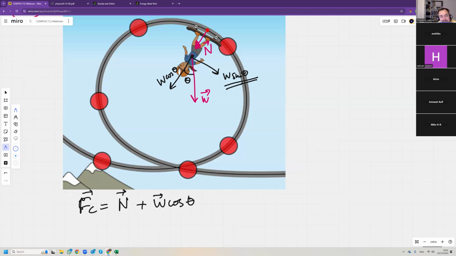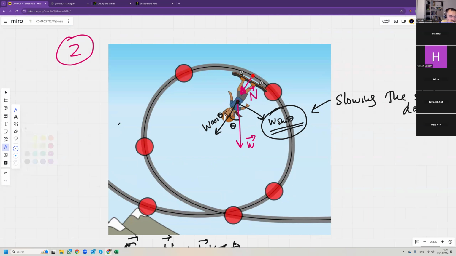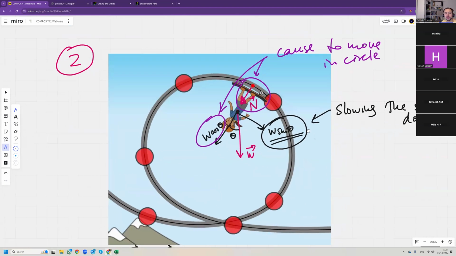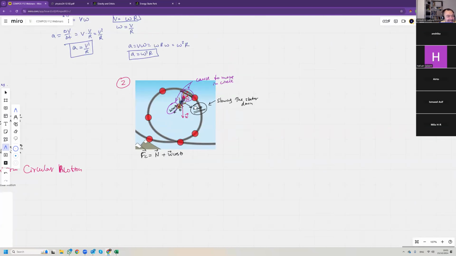Now, this force slows the person down, which makes perfect sense. They're not moving at constant speed. They're slowing down because they're going uphill. This component is slowing the skater down. And these two forces cause the skater to move in circles. There are no other forces. There's no centripetal force as a separate force. There's never centrifugal force.